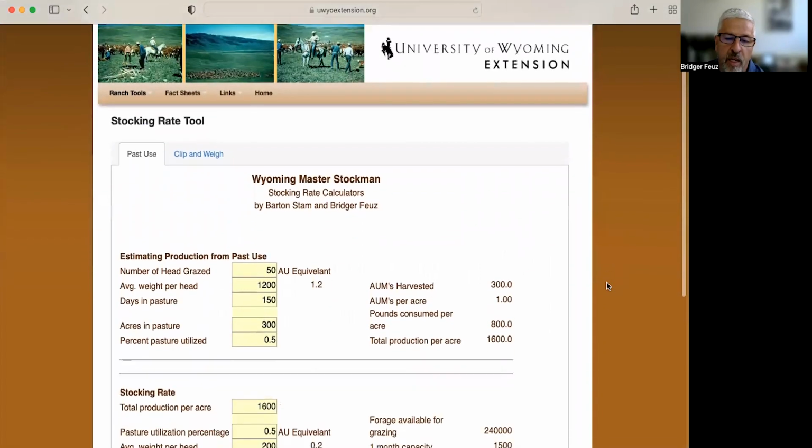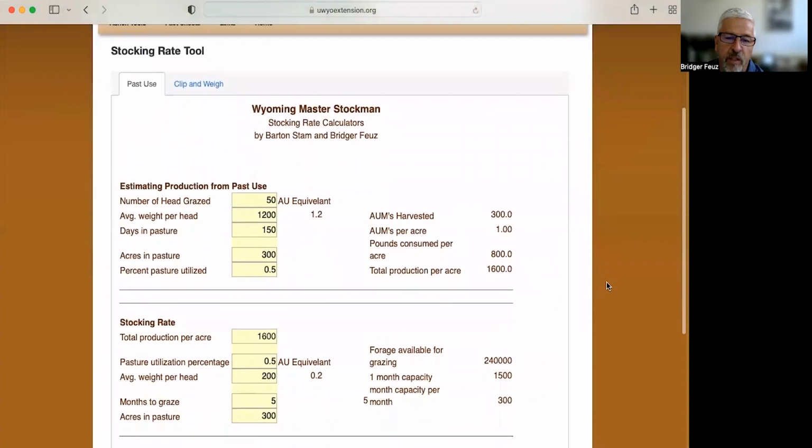This calculator is designed if we have some familiarity with our pastures, we're thinking about changing the type of animals we're grazing or the number of animals. This calculator can really help us do that. So this calculator was designed by Barton Stam, and I helped him out in terms of developing it for this site. So if we look at it in this first box here, it helps us estimate the total production per acre for a given pasture.